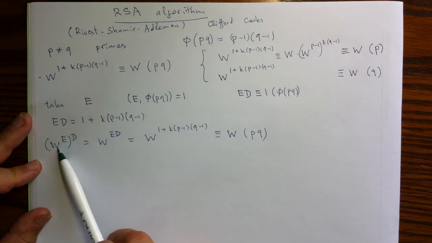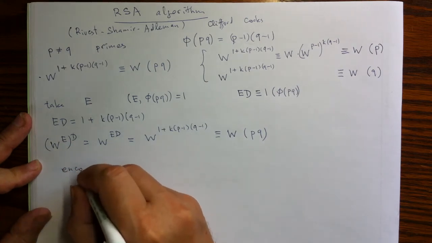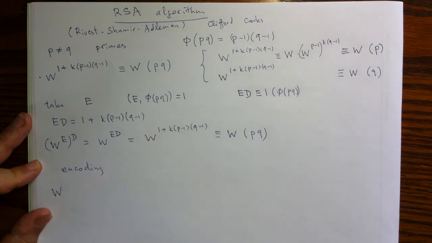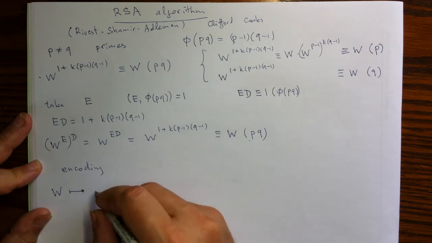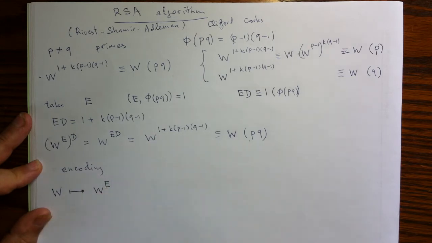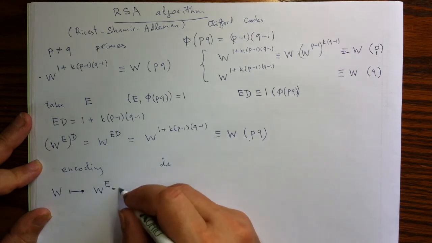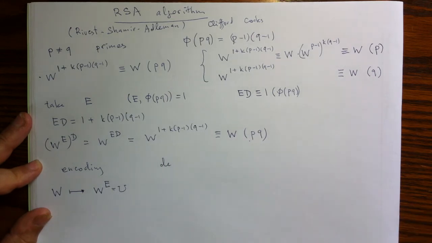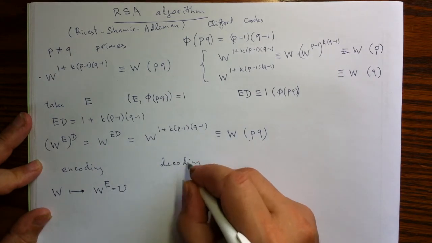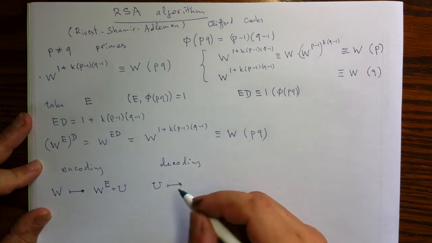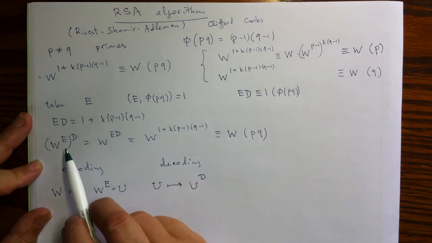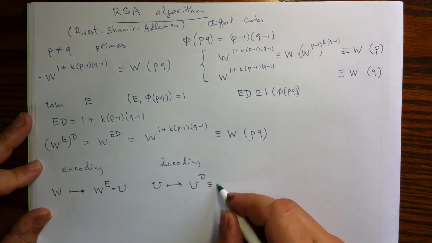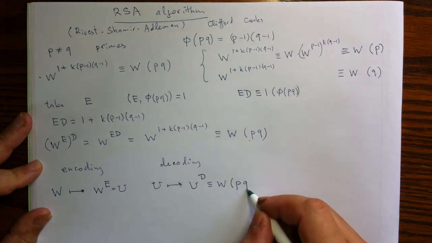So that is effectively two processes. Raising to the power E is our encoding process: any message, any word in this message, which for us is going to be a remainder modulo P times Q, is encrypted by raising it to the power E. Let's call the result U, which is again some remainder modulo P times Q. Decoding is done by raising this received encoded message to the power D, and because of that congruence, it is going to give us back the original W.